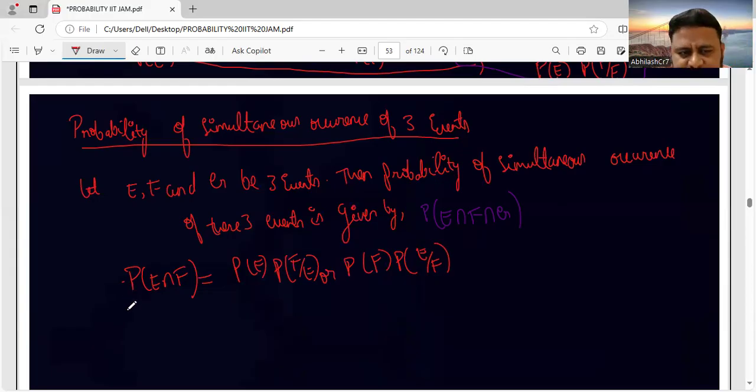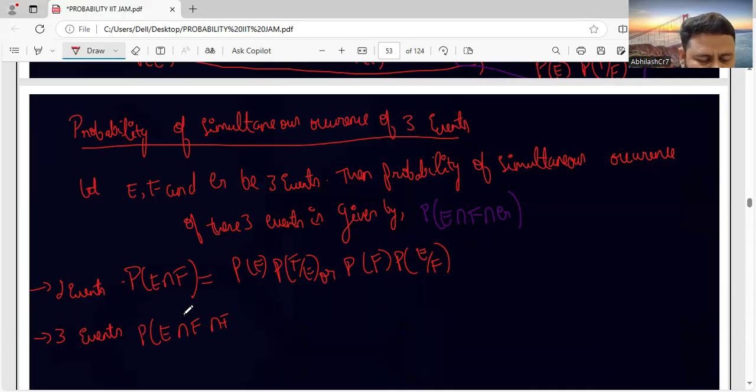But this is for two events. I'm writing the formula in one place. This is for three events, that is, the probability of E intersection F intersection G. Got it, friends? Probability of E intersection F intersection G, not F, it is again G.